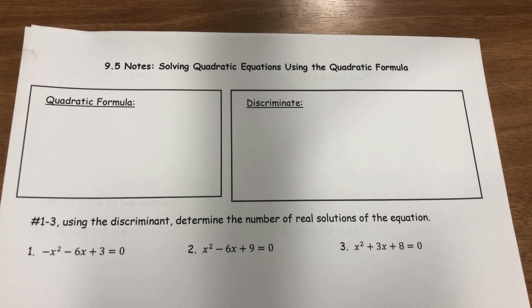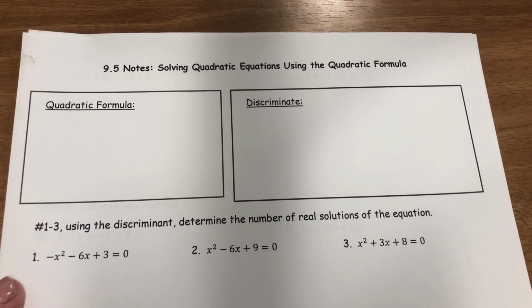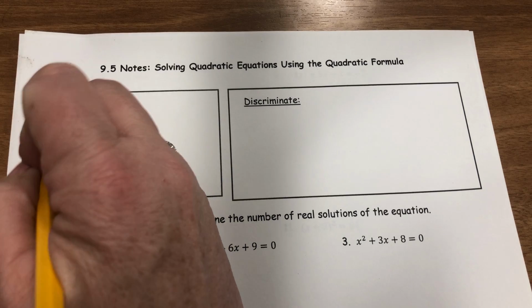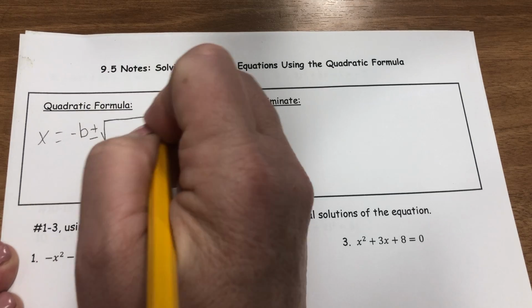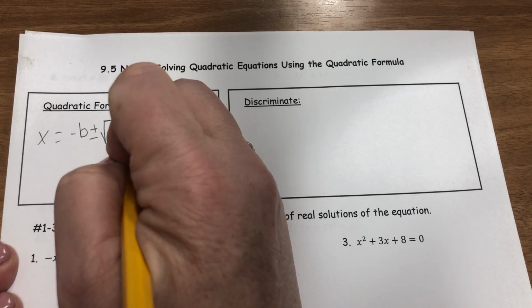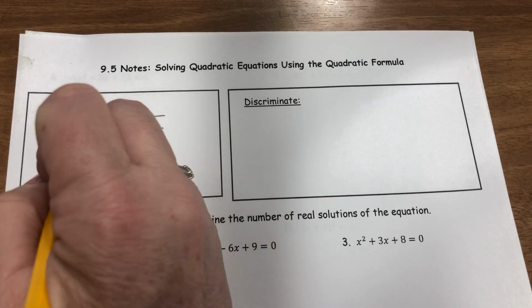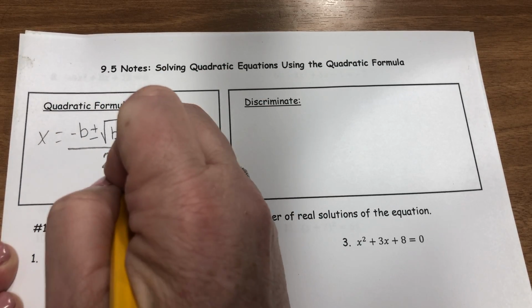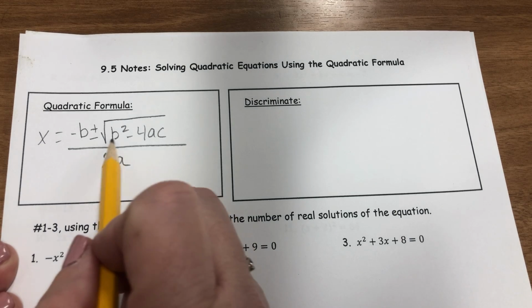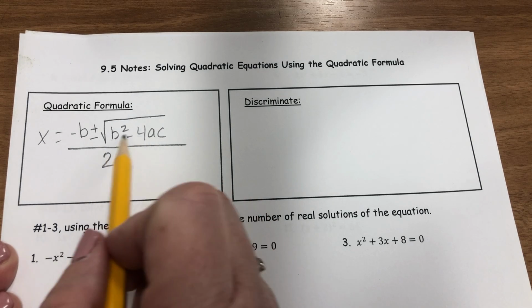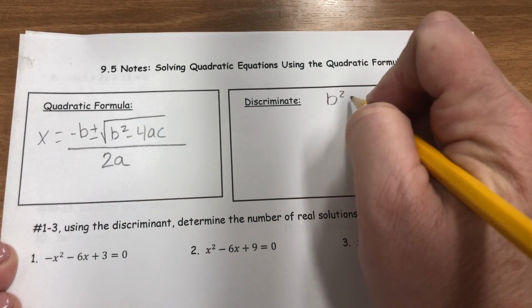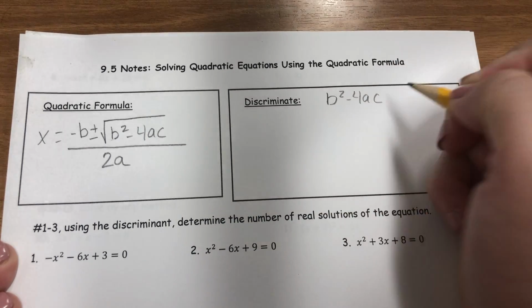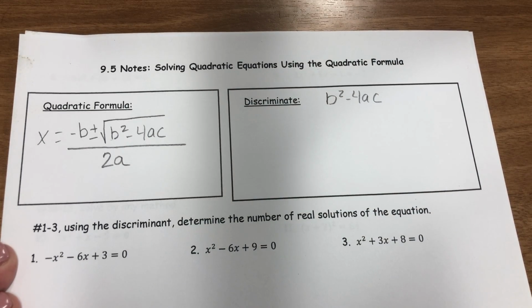Chapter 9, Section 5 notes is solving quadratic equations using the quadratic formula. The quadratic formula is x equals negative b plus or minus the square root of b squared minus 4ac all over 2a. And this part right here is called the discriminant. It kind of determines how many answers you have. So the b squared minus 4ac is called the discriminant.